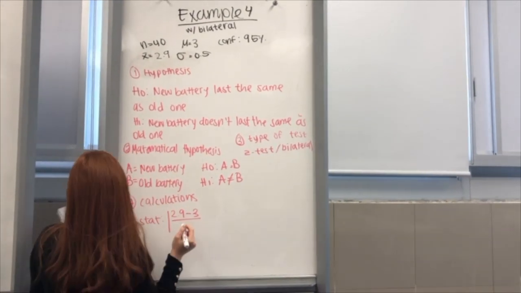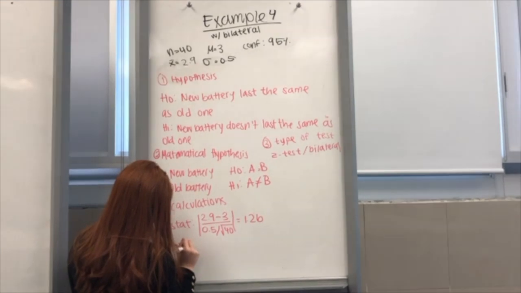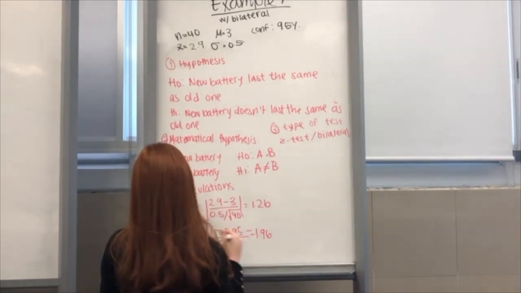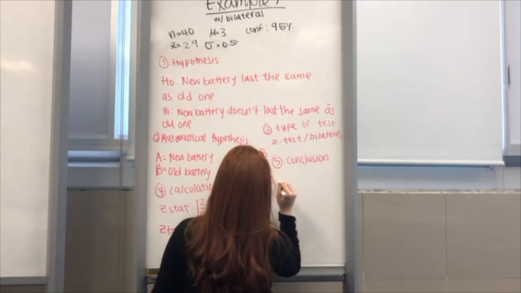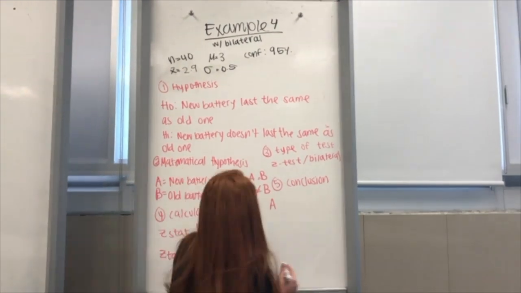Next, we do the calculations putting our numbers into the formula. Then we subtract 1 from the confidence level, and since it's bilateral, we have to divide it by 2. We can see that the number in the table is larger than the one from the stat. Therefore, H0 is accepted.